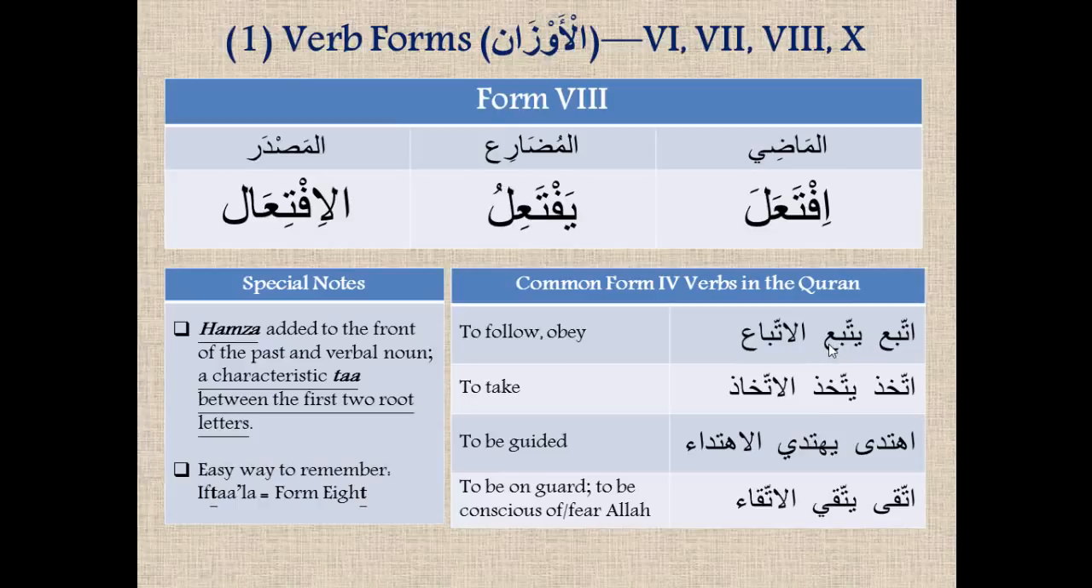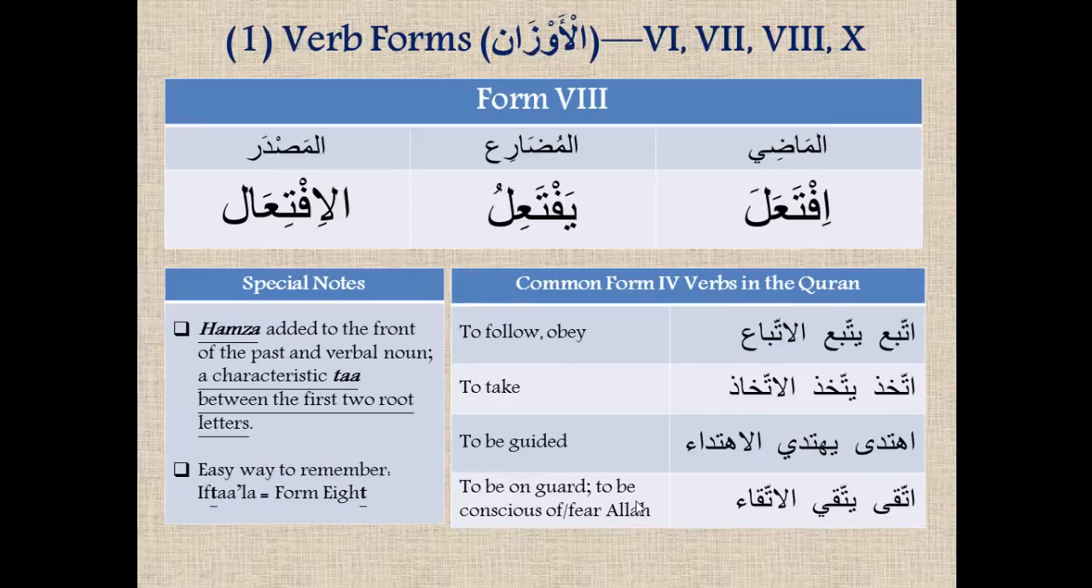اتبع يتبع الاتباع, which means to follow or to obey. اتخذ يتخذ الاتخاذ, to take. اهتدى يهتدي الاهتداء, to be guided. اتقى يتقي الاتقاء, to be on guard, or in the context of the Quran and Islam, to be conscious of and to fear Allah.